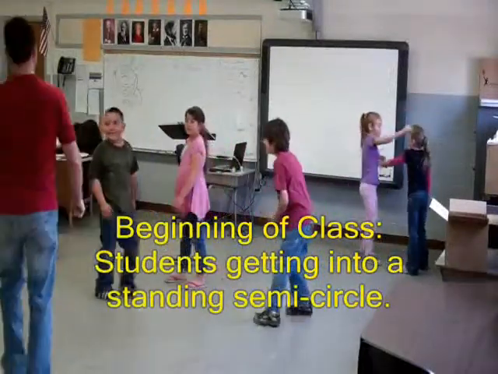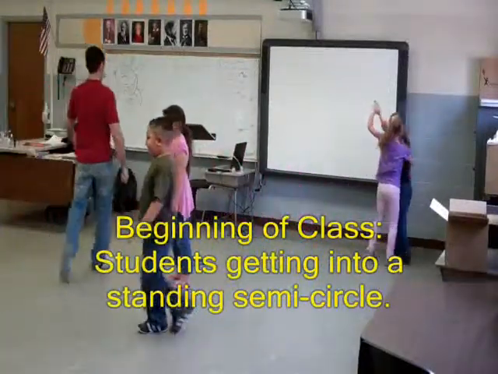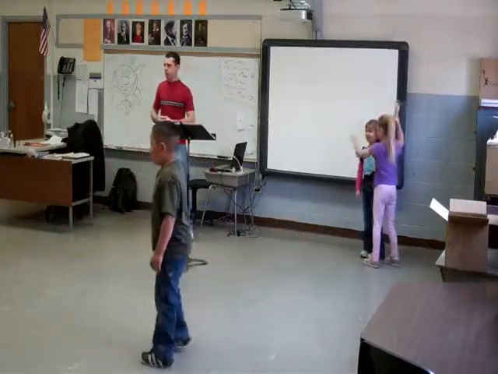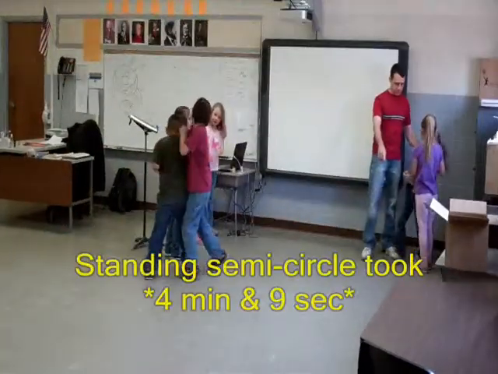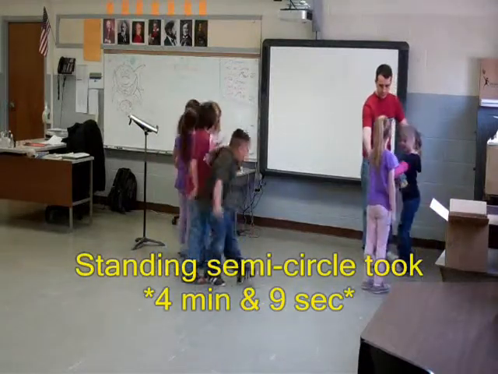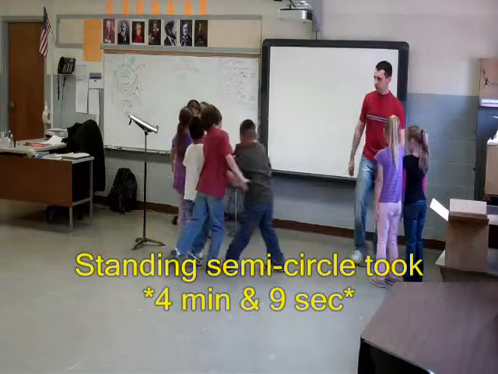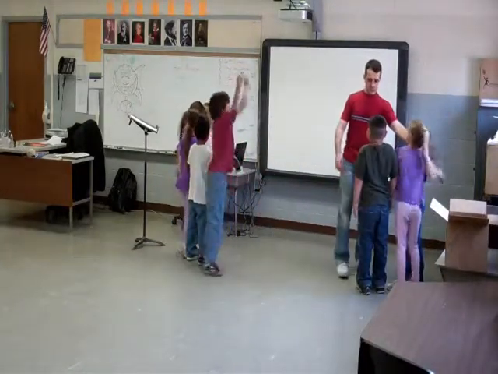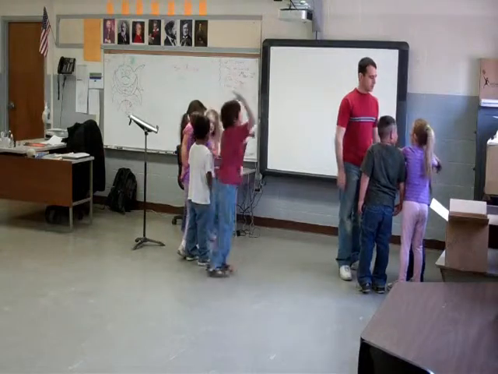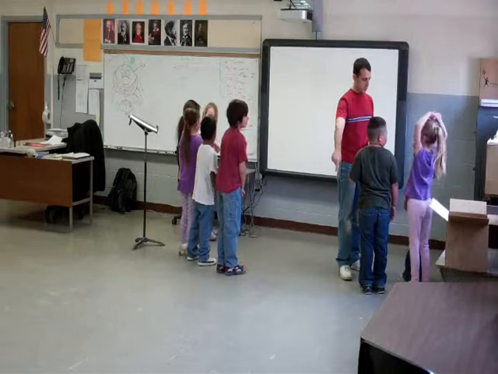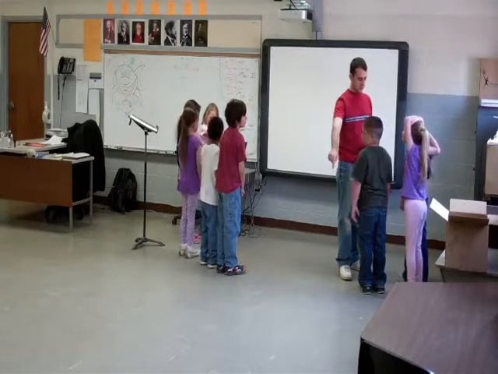Here's the beginning of class. Our students are getting into a standing semicircle. It takes 4 minutes and 9 seconds for them to complete the standing semicircle. We can see here that I have one student reluctant to get into her spot.